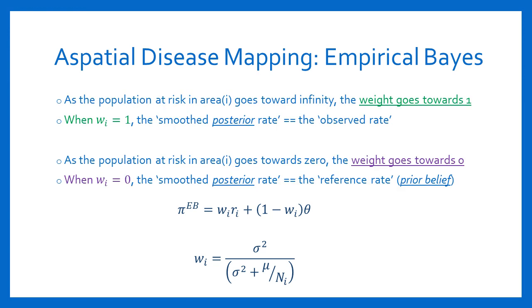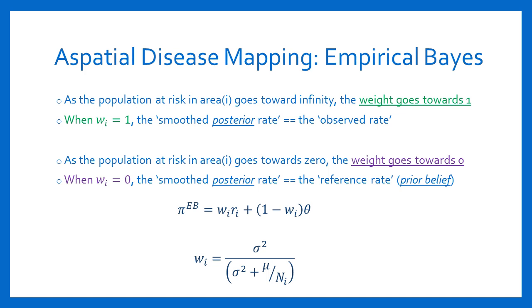As the population at risk in a given area goes towards infinity, the weight goes towards 1. And when the weight is 1, the smooth posterior rate is exactly equal to the observed rate. In other words, if there's a county with 1 million people and 100,000 events, but the rate is exceedingly high, it would not be shrunk if there was a lot of information there.